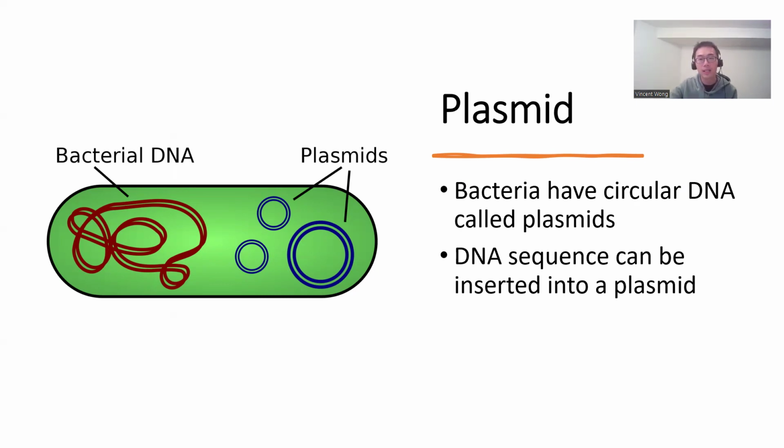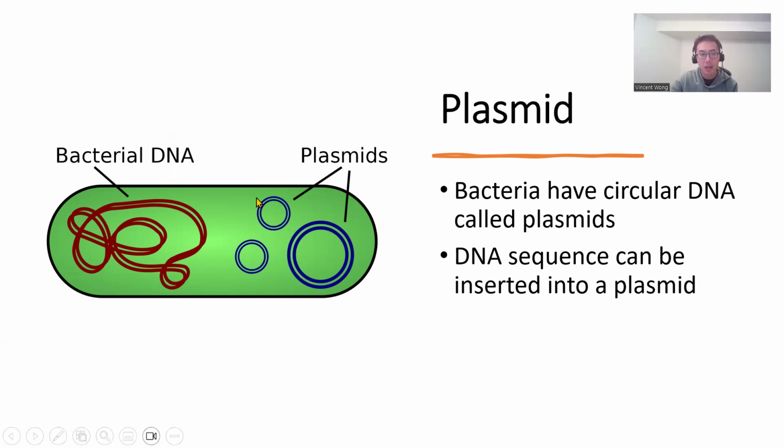Okay, good. So next, we're going to talk about the plasmid. Plasmids are these circular DNA that are found in bacteria. Bacteria have their own core DNA, which is shown here in red, but they also have these additional circular plasmids that give them special properties.